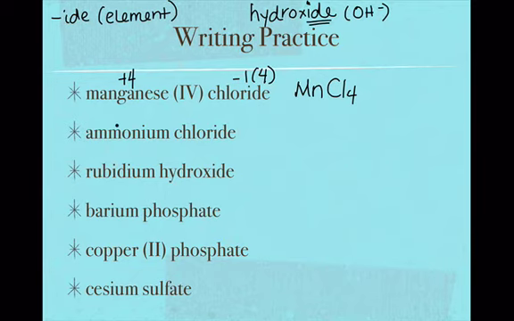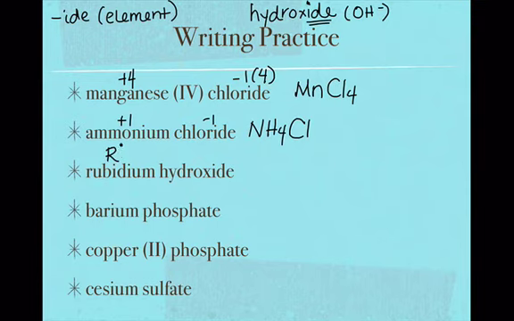Ammonium. Ammonium is the only polyatomic ion with a positive charge. So that's a +1. If you looked it up under the cations list, you could find it there. It's the first one. Chloride again, chlorine is a -1. So +1, -1, they balance each other out. So NH4 is ammonium, Cl is chlorine.